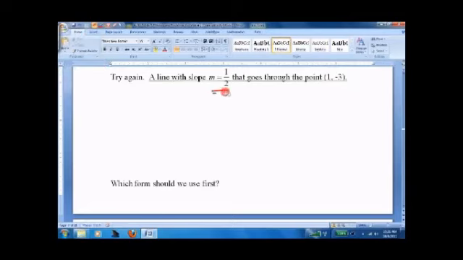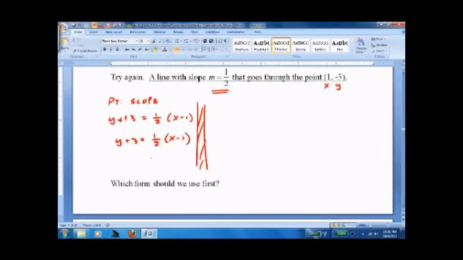This time I've given you the slope, so that makes life easy. So, point slope, x, y. Y minus negative 3 equals 1/2 x minus 1. Plus plus, y plus 3 equals 1/2 x minus 1. Done. Let's put that into slope intercept. Hate it when it does that.